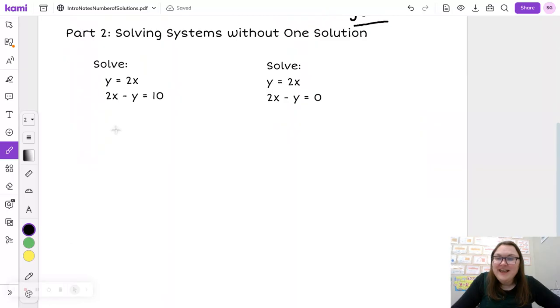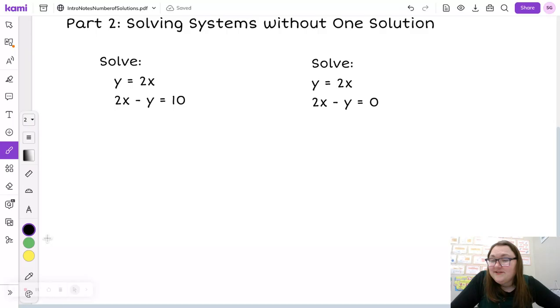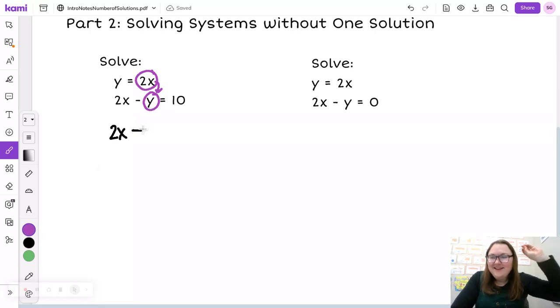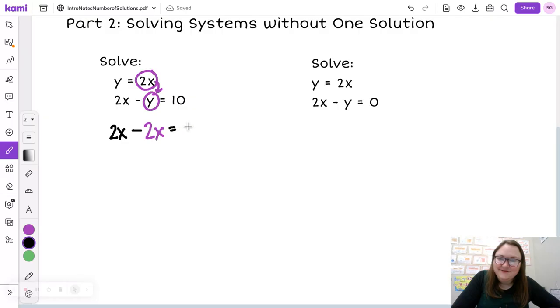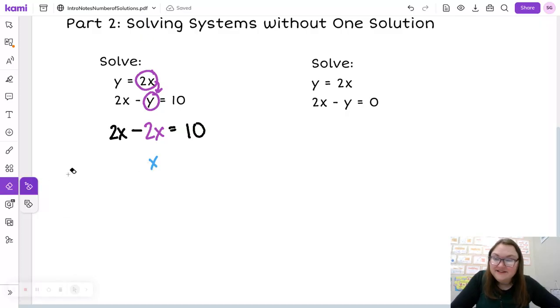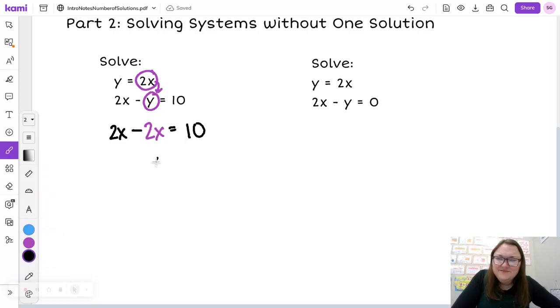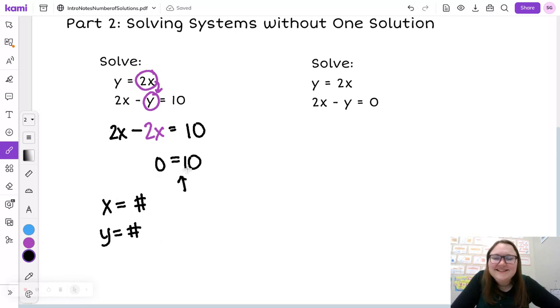For example, if I gave you this system here and asked you to solve it, looking at it, we don't realize there's anything different about it. I know I've got y equals 2x, so I would be using substitution. I would replace y with 2x. If I do that, I get the equation 2x minus, and then here's my substitution, I take out my y and replace it with 2x, and the rest of my equation says equals 10. When I go to solve this, 2x minus 2x is 0. That's nothing. That's not x, because if you write x, that means 2 minus 2 is 1, and I don't want to say that. 2x minus 2x is nothing, and so my equation becomes 0 equals 10. This is weird. We're used to our answer saying x is a number and y is a number, but this does not say that. This says 0 equals 10. 0 equals 10 is not true.